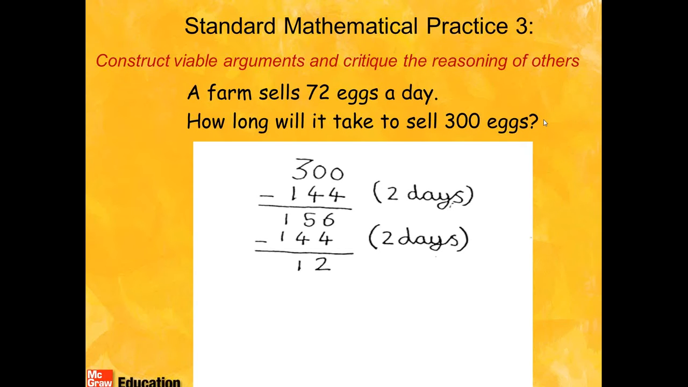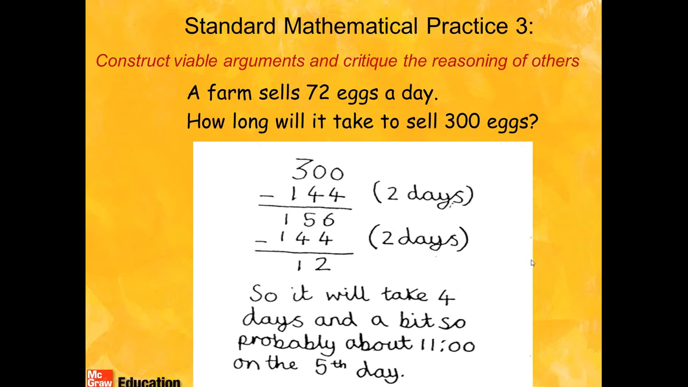And as the student wrote, 300 minus 144, because she recognized that 72 eggs a day, she could double it, which would be 144. She subtracted that from 300 and got 156. She realized she had enough more to do another 2 days, so she subtracted that and ended up with 12. And then she said, well, how long would it take to sell the 300? Well, it would take 4 days and a little bit, so probably around 11 o'clock on the 5th day.